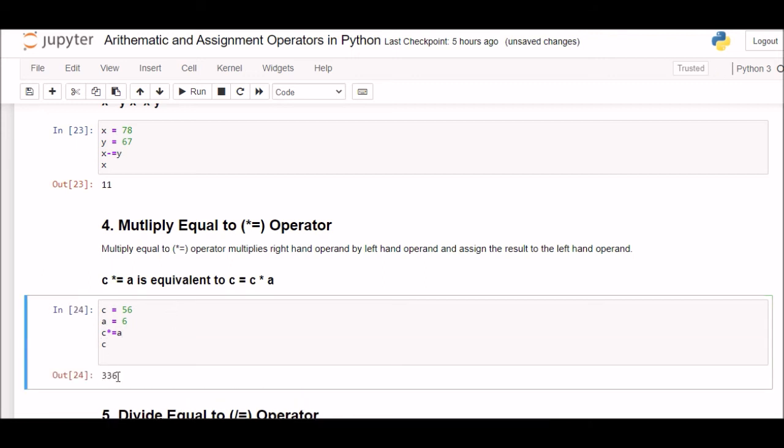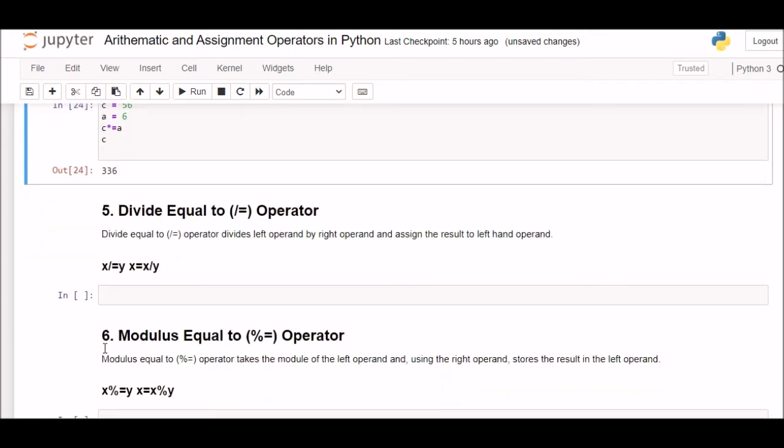Okay, so here it returns 336, which means 56 multiplied by 6. C multiplied by A, and the result of c * a is stored in c. Okay. Next one is the divide equals to operator.